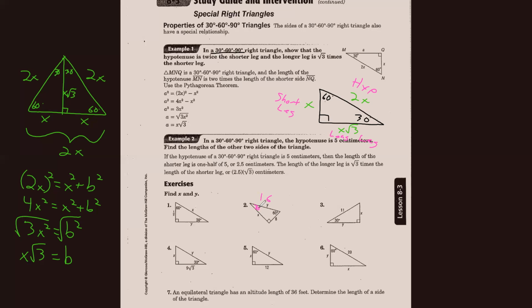Now, if I went for the long leg, I'm taking that 8 and multiplying by square root of 3. So this is 8 square root of 3. And those are my answers.